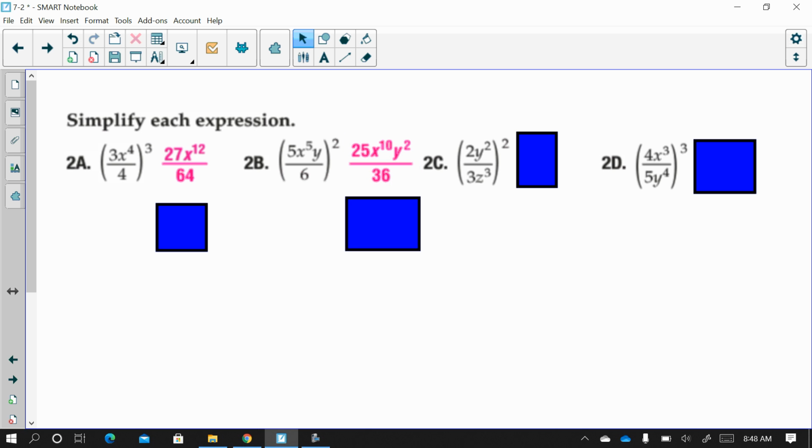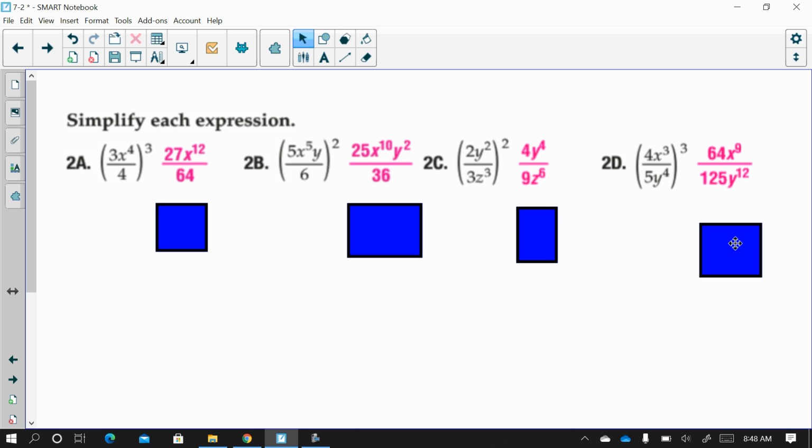Again, I'm distributing that power to everything. 5 squared, 25. x to the 5th squared, power to power, and multiply. Y, remember that's a 1, so it's 1 times 2 is 2. 6 squared is 36. Want to check, there's your answers to those two problems as well.